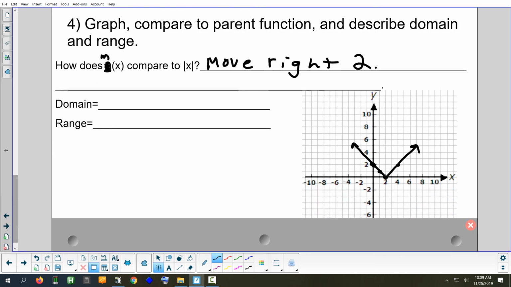Now, I'm going to ask you the same question I did about domain and range for this one that I did on the original. Okay. Now that you move the V shape to the right 2 units, the domain is how far this graph goes left and right. Who can tell me how far this V shape is going to go to the left and to the right?